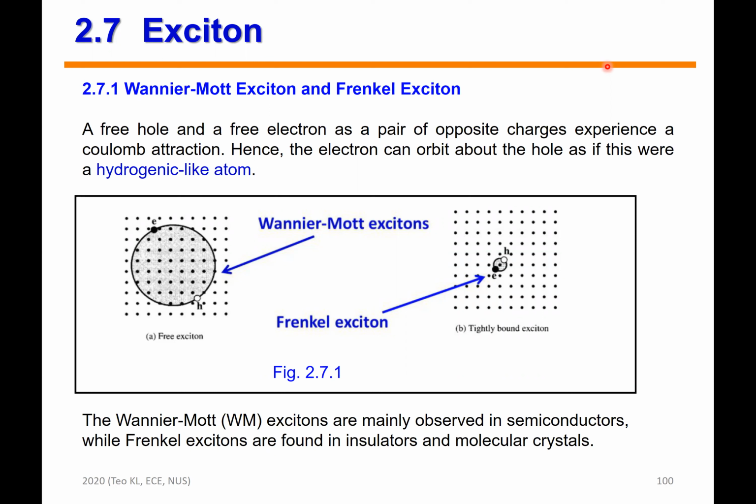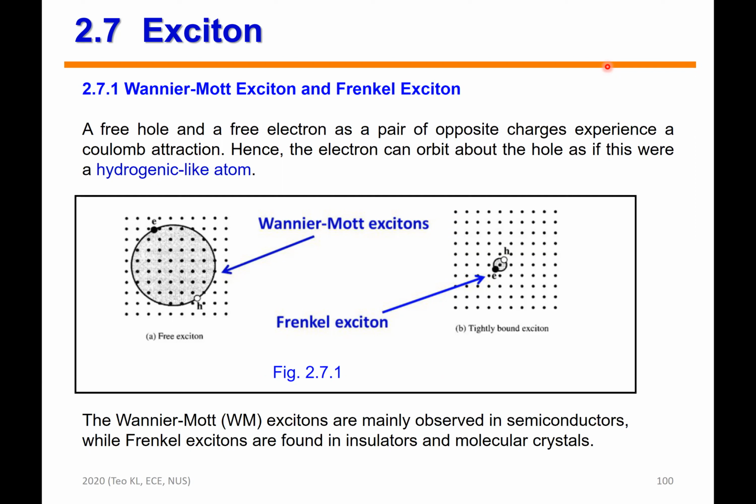Exciton is due to the attraction of free electron in the conduction band and free hole in the valence band by Coulomb attraction. This is different from the donor and acceptor pair. Donor-acceptor pair is based on the crystal structure and the distance between the donor and the acceptor.